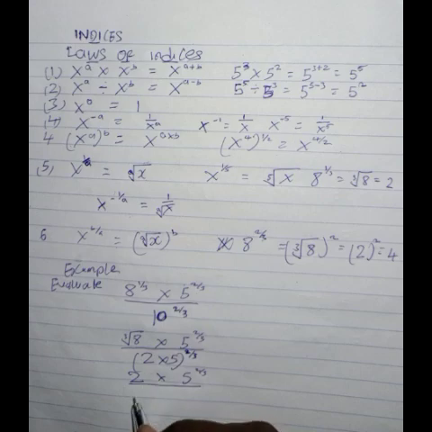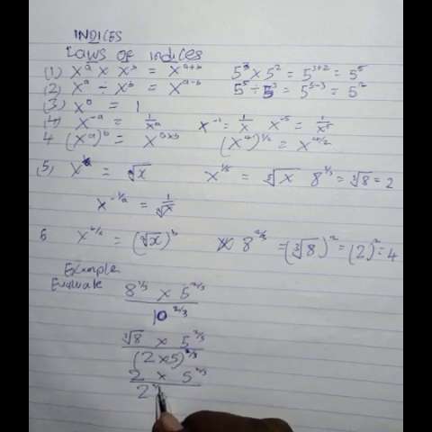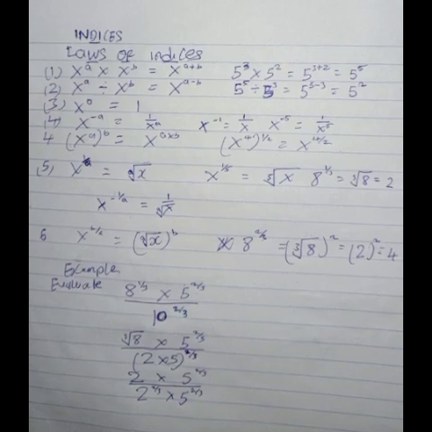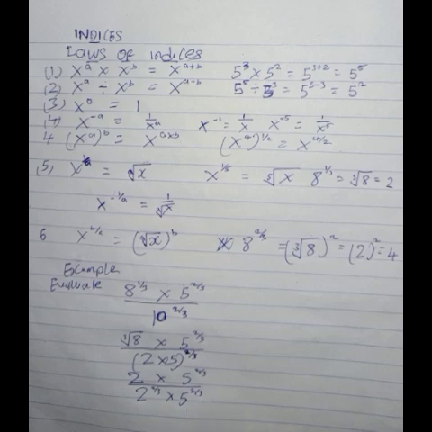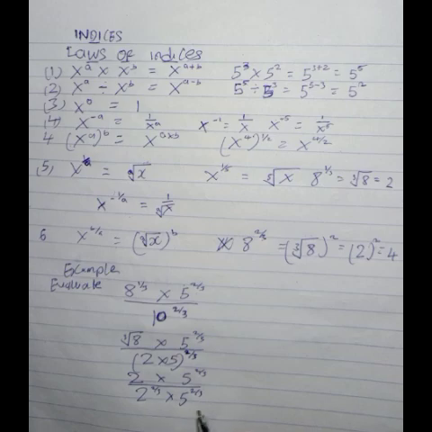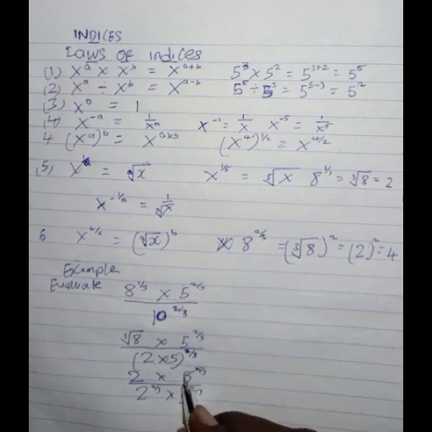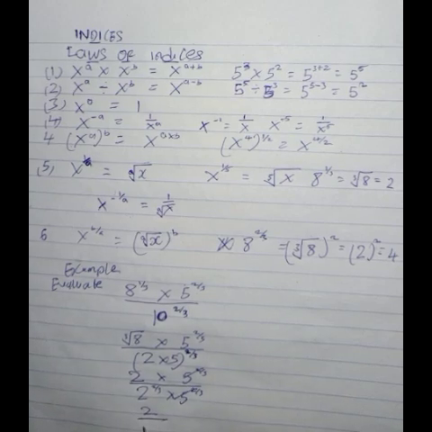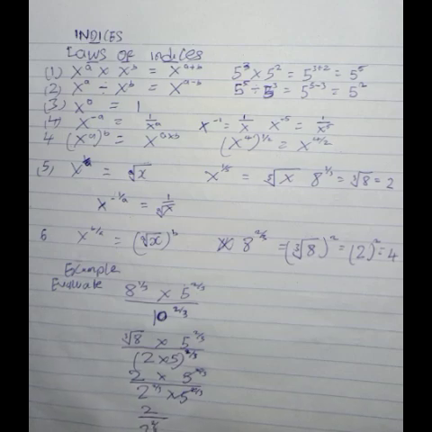So I can spread this power: 2 raised to the power of 2 over 3 times 5 raised to the power of 2 over 3. So you see here, I'm already having 5 raised to the power of 2 over 3 here and here. Since multiplication is within this number, I can easily cancel 5 raised to the power of 2 over 3 here. So I'm left with 2 over 2 raised to the power of 2 over 3.